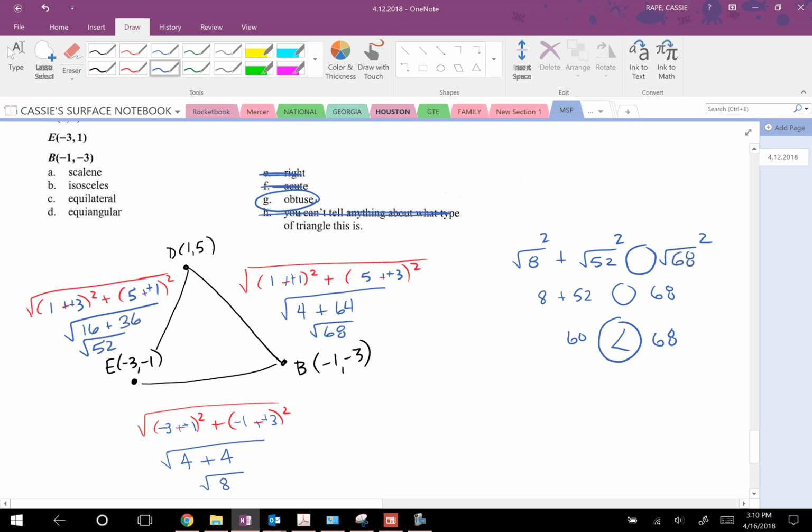Okay, also you'll notice that all three sides are different. If all three sides are different, that makes it scalene, not isosceles, equilateral, or equiangular. So the answer to E is A and G. This is a scalene obtuse triangle.